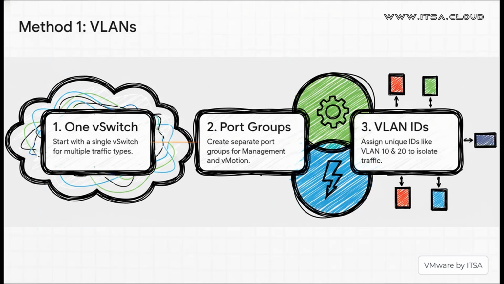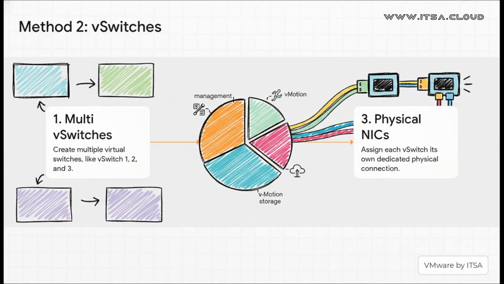With this first method, everything flows through just one virtual switch. What we do is create different port groups. Think of them as connection settings, one for management, one for vMotion, and so on. Then, we give each one a unique VLAN ID. These IDs act like color-coded tags that tell the network switches exactly which lane each piece of data belongs in. It's pretty slick.